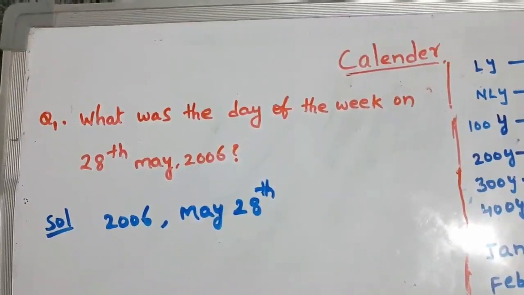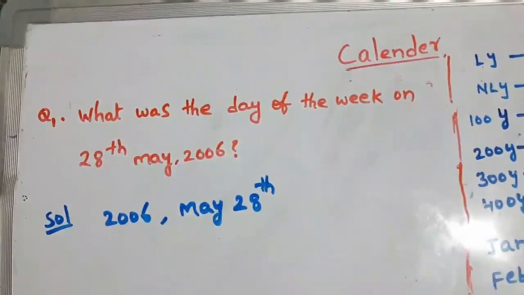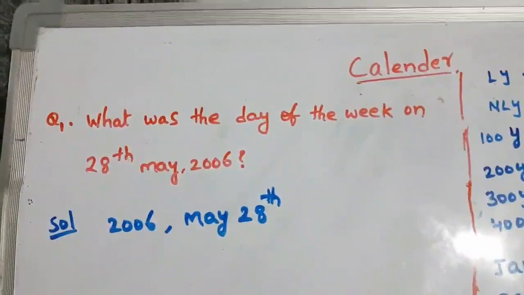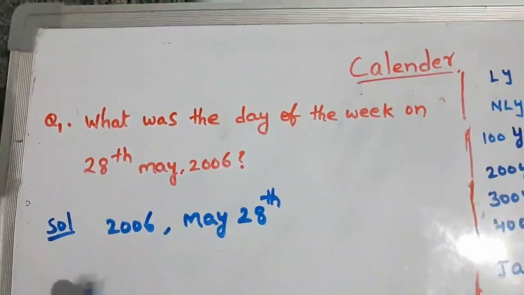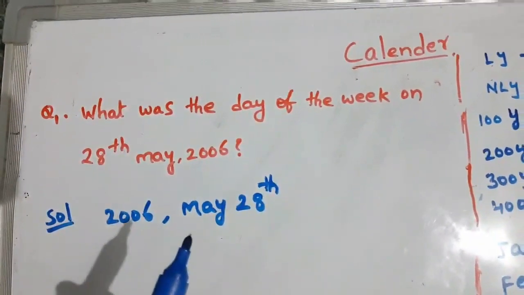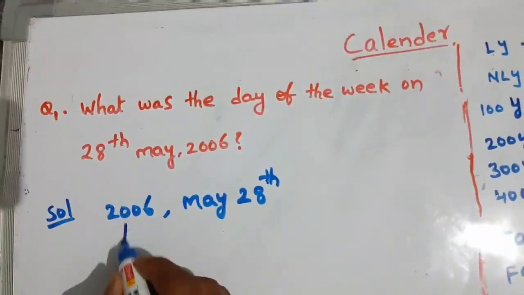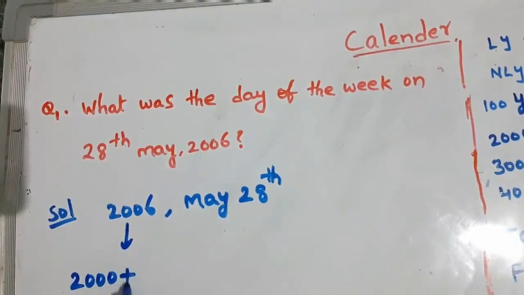If you listen to this video carefully, there is no need of remembering any code. You can solve any questions in calendar without code. Here 2006 means the 2006th year is running. 2000 till 2005 years are completed, right? 2005 years completed. So I can write it as 2000 years plus 5 years.